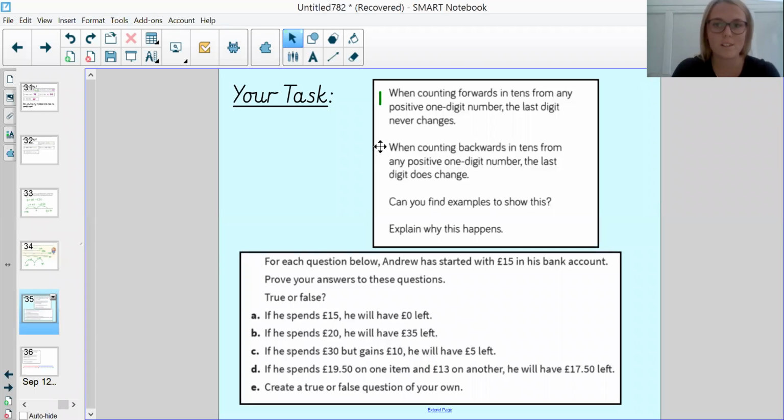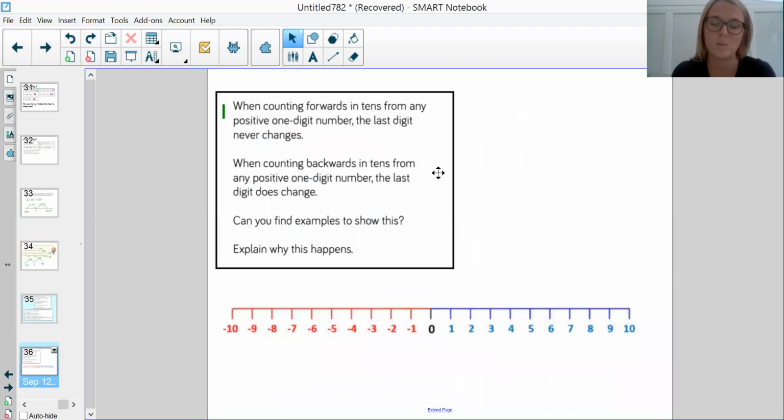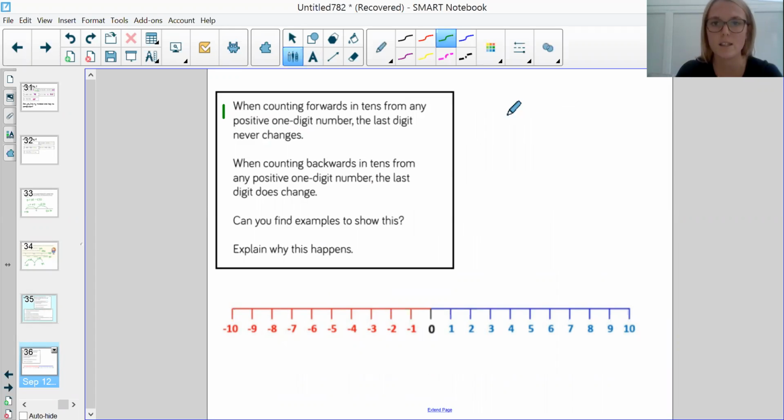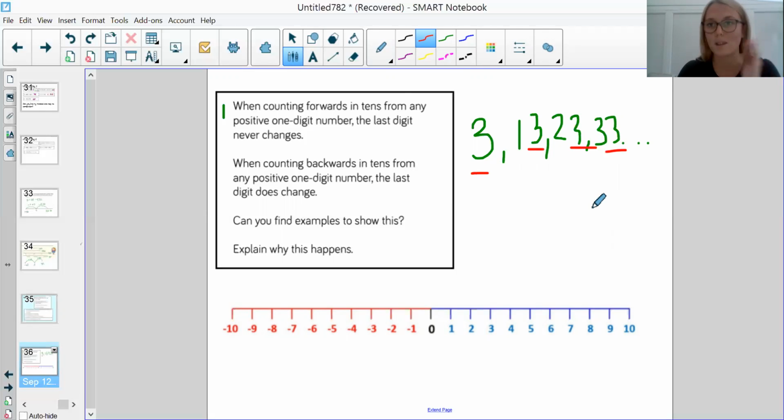Okay, so for the answers for the first question, let's look at that first. So when counting forwards in tens from any positive 1-digit number, the last digit never changes. So let's say we pick the number 3. Okay, if we are counting on, so making a sequence, we're increasing by 10 each time, our number sequence will go 3, 13, 23, 33, and so on. Okay, what we notice there is that the ones digit in each of these numbers does not change.